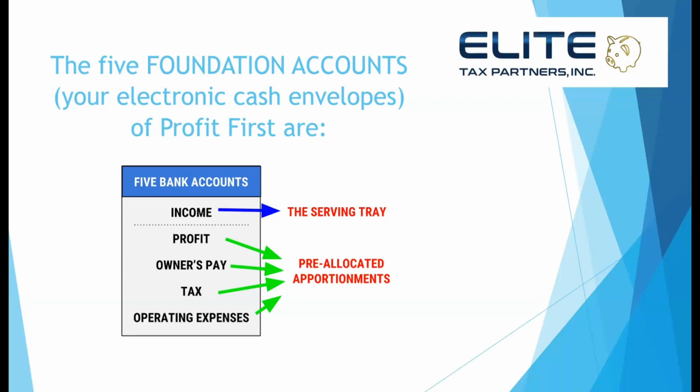So we're going to talk about the 5 foundational accounts. These are the 5 accounts that you start with if you're starting Profit First. And so you have your income account. That's kind of like our big plate. We'll talk about that in a little bit. Our income account is where all the income comes in. And then on certain designated days per month, we divvy out from the income account into our 4 smaller accounts. And those are profit, owner's pay, that's your W-2 if you're an owner, taxes, that's where your estimated taxes are going to be coming out of, and then your operating expenses, that's everything else.